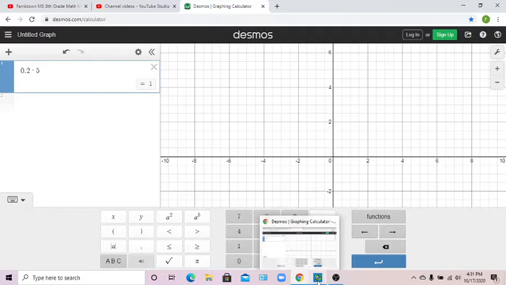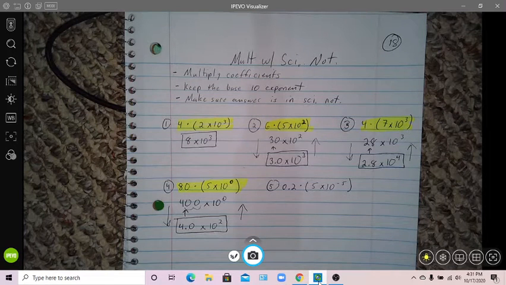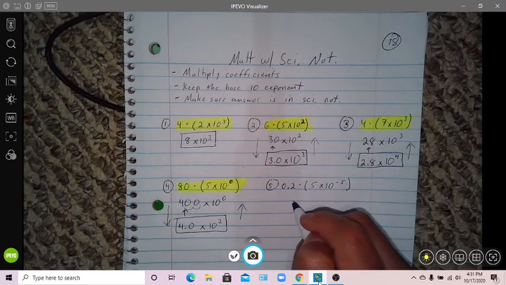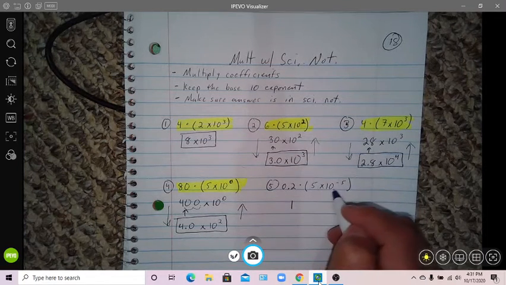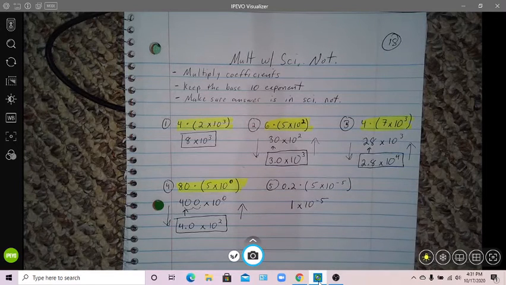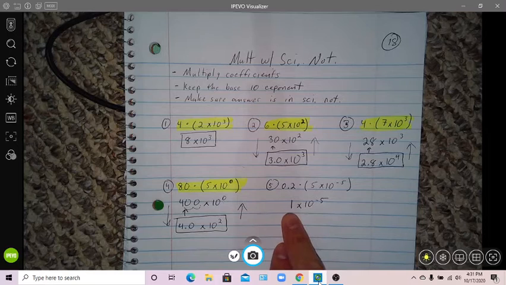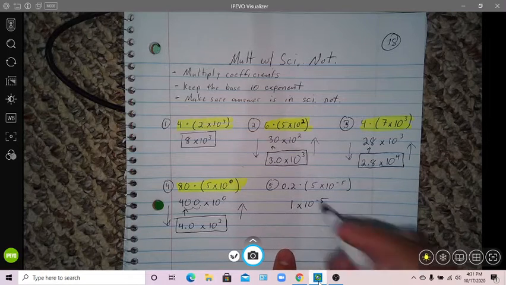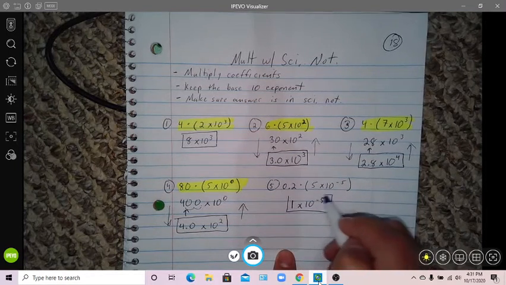So let me go back to this. This gives me 1, and this is times 10 to the negative 5. This is already in scientific notation, so I don't have to do anything with it.